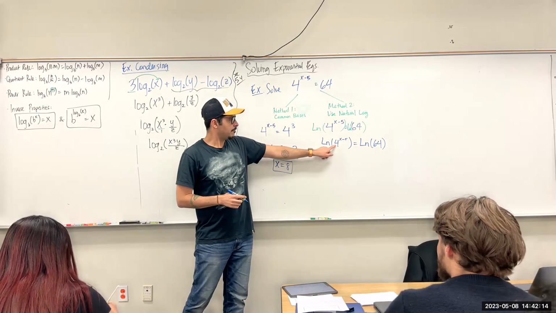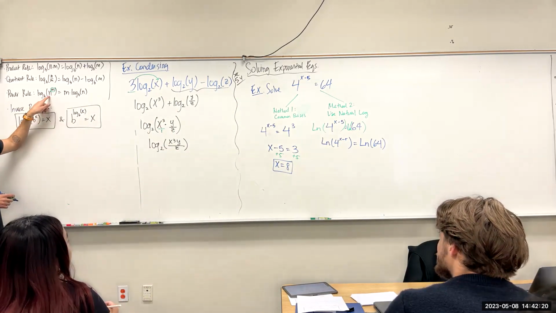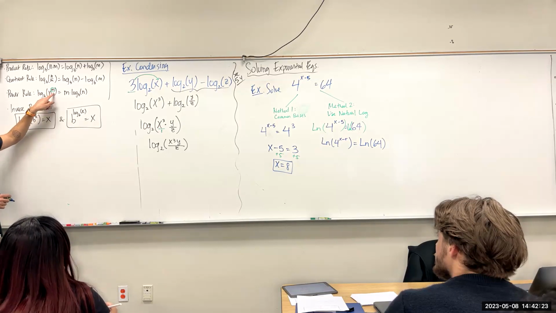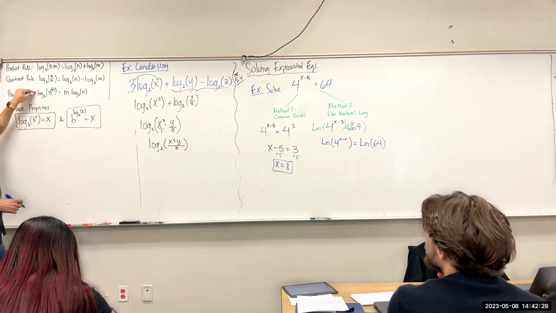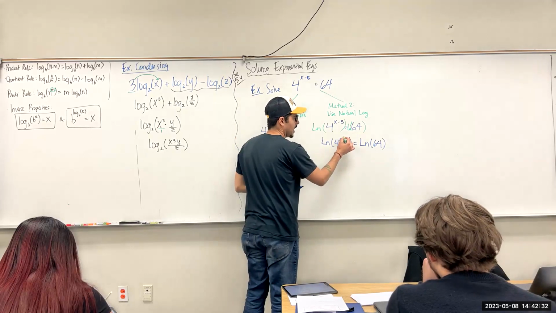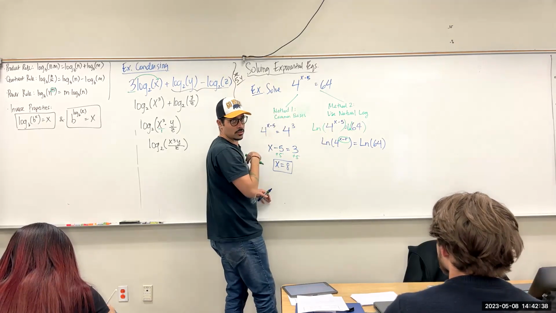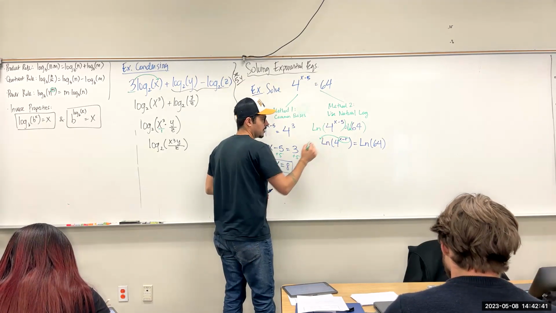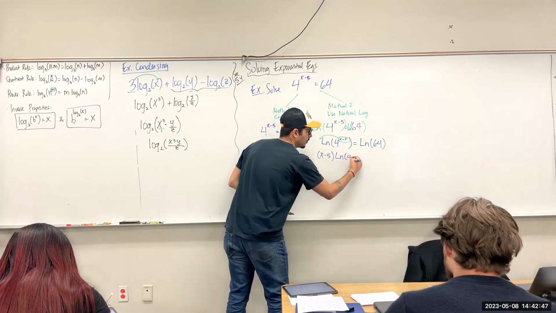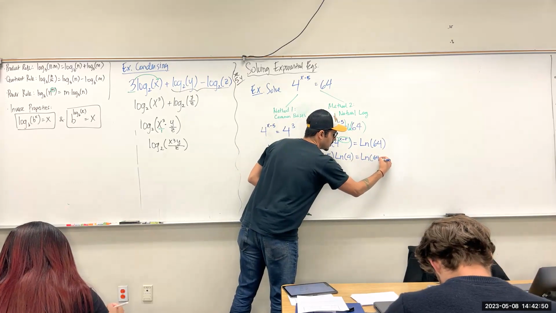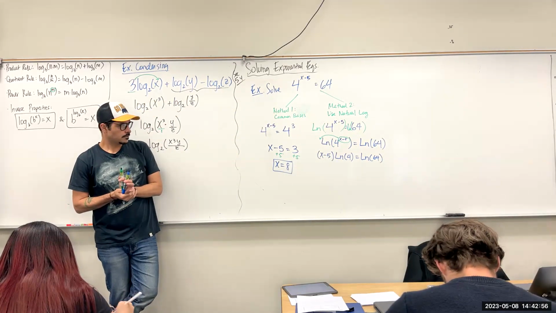Do you guys see how I have 4 raised to a power? So I have another rule that tells me what to do with exponents. If I have something being raised to a different power, what happens to that power? I bring it in front. So think of this as the m. And now because I introduced logs, I can use all these rules that you just learned. So we put this in front and use the power rule, so that I end up with x minus 5 times ln of 4 equals ln of 64. And then we stop here, okay?